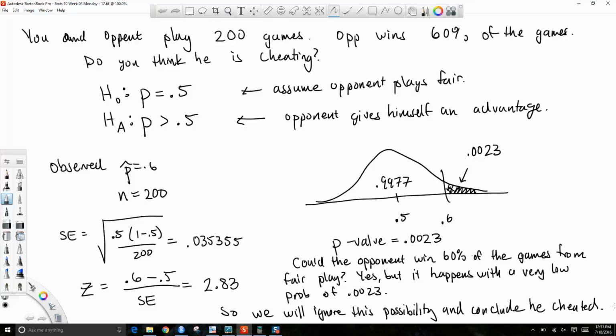Okay? All right, so let me break down this process for hypothesis testing into 4 steps.